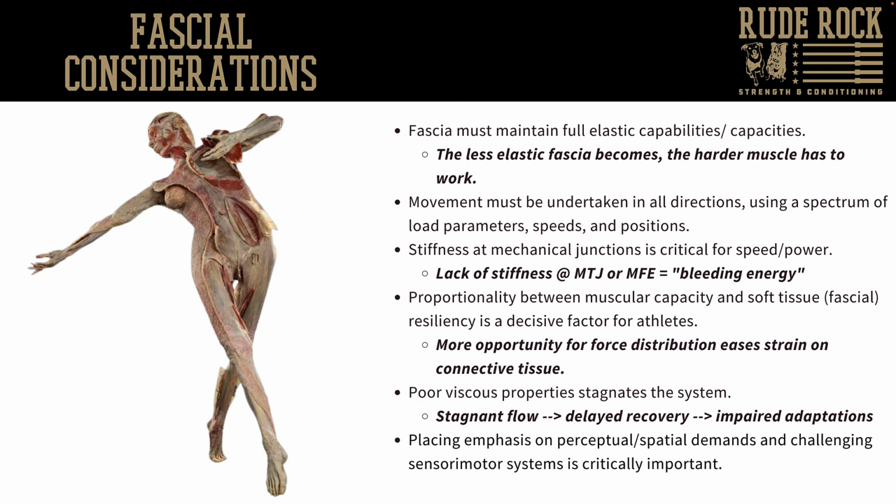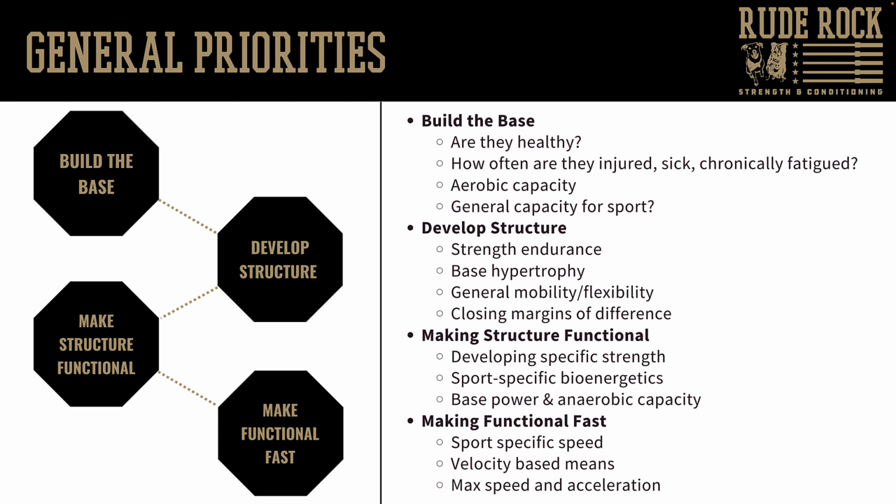So when we think about fascia, we think about the connection to the circulatory system and the lymphatic system. And if we have stagnated flow in particular compartments of the body, or we just have generally poor viscous properties, or the fascial tissue can't really glide across or atop its different layers, that's going to reduce the amount of flow, and then that's going to delay our ability to recover, which is going to create impaired adaptations.